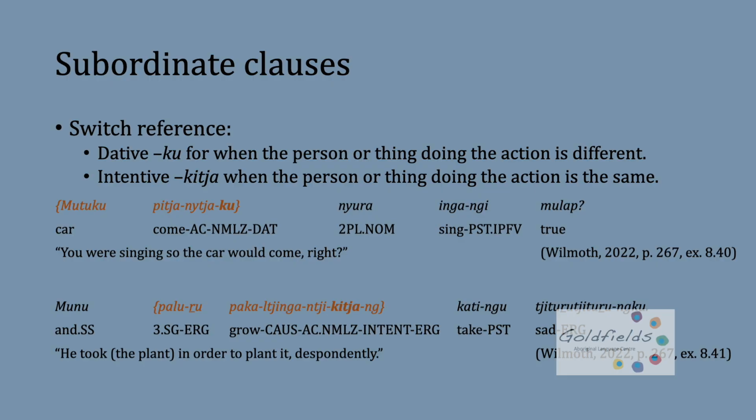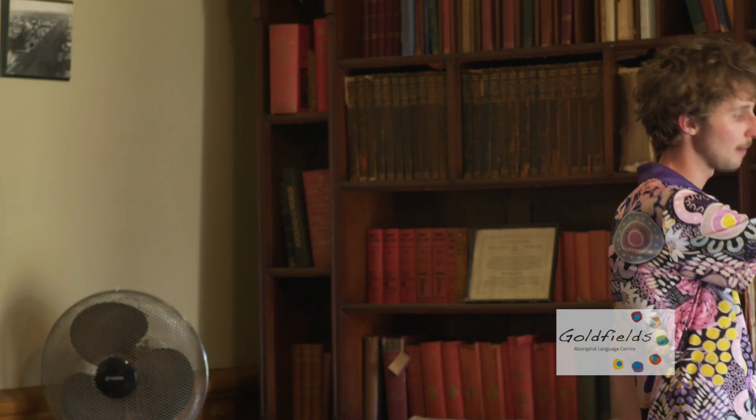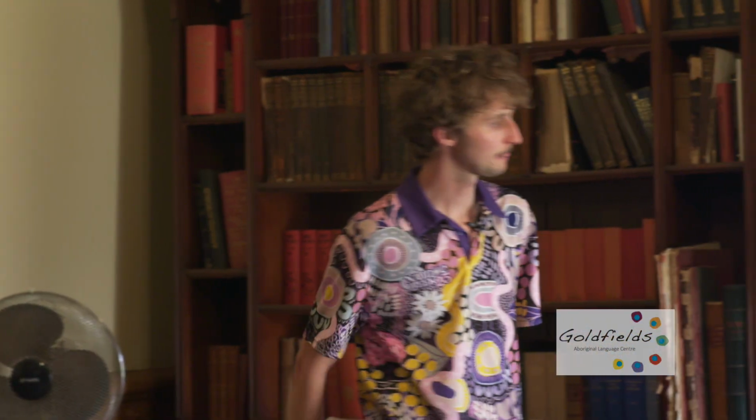So the case suffixes are also implicated in a switch reference system. What this means is that in subordinate clauses where the person or thing doing the action is different to the person or thing doing the action in the main clause, the nominalised verb is usually gu marked or dative marked. So we can see here that the person singing is different to the thing coming. Like we have a person singing but a car coming in the subordinate clause. And so to mark that the subjects are different, we have the nominalised verb dative marked.